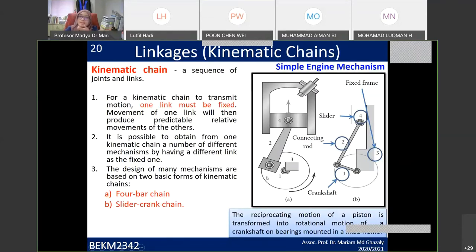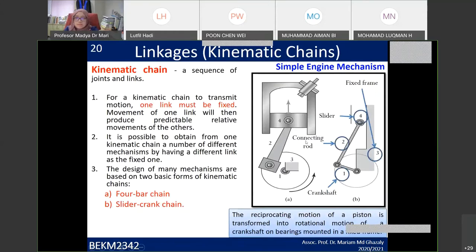So an example here is the simple engine mechanism. We have the crankshaft and we have the slider. I'll just go through this because I explained it just now: the design of many mechanisms is based on two basic forms of kinematic chains. So two main things: either the 4-bar chain, or 4-bar link, or the slider crank chain. The slider crank chain is normally used to convert from rotary to linear, and the 4-bar chain can convert from linear to linear, or linear to rotary, or rotary to linear. I think I already explained this just now, so I'll skip.